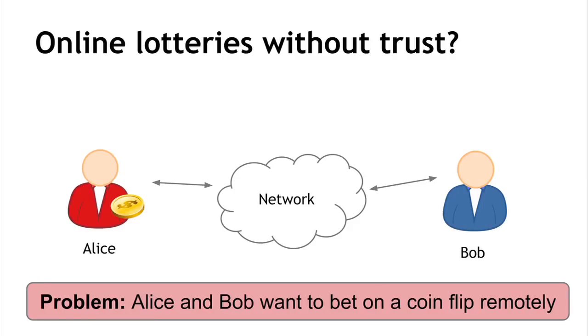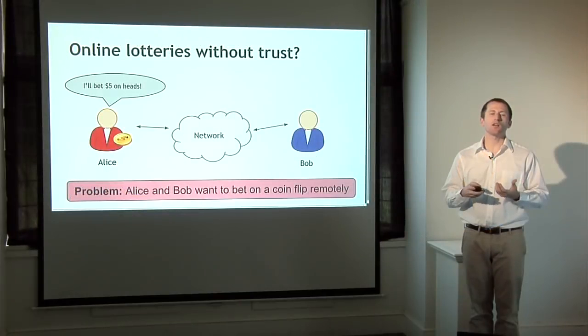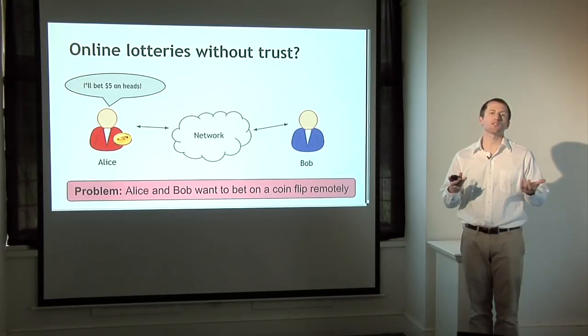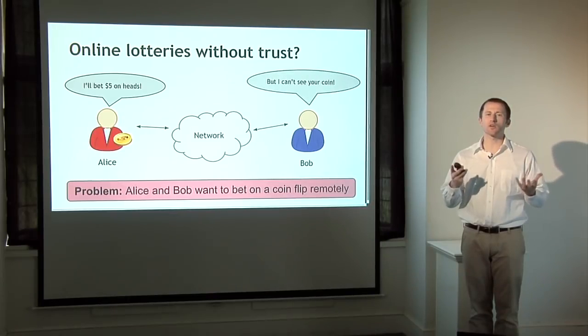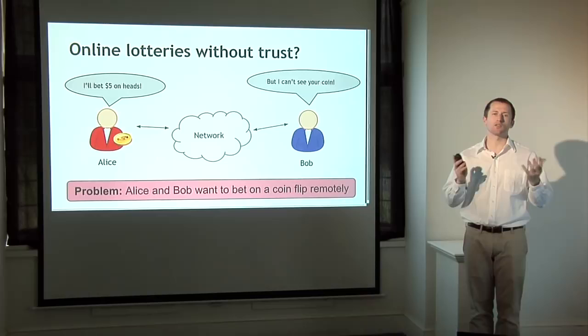Okay, so how can we do that online? So if a network is between Alice and Bob, they can't see the same physical coin in the same place, but they want to bet on a coin flip. So Alice might say, let's bet $5, I'll flip the coin, here it is. Maybe she'll turn on her video camera or something. And Bob might say, I don't know if I trust you here. I can't see your coin. Maybe you're showing me a video stream that you've already pre-recorded. I'm out. I don't want to do this. I don't have any trust that you're not going to cheat me.